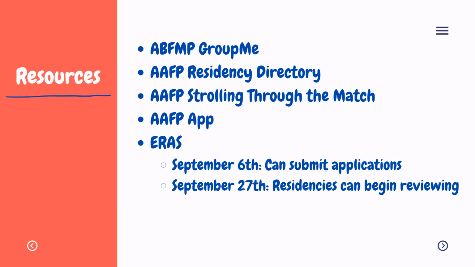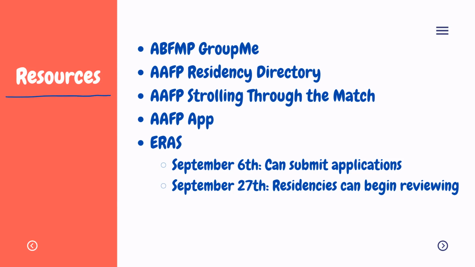And then every year the AFP puts out Strolling Through the Match. It's really a PDF of all the things you should consider, and questions that you might want to answer in your personal statement, those types of things. They also have an app that you can utilize as well.